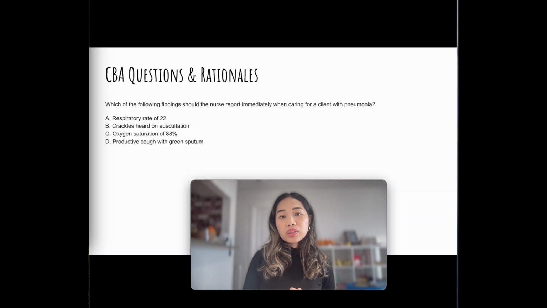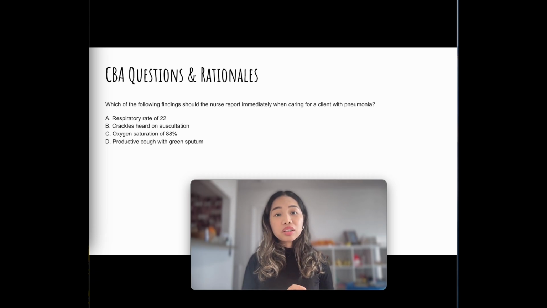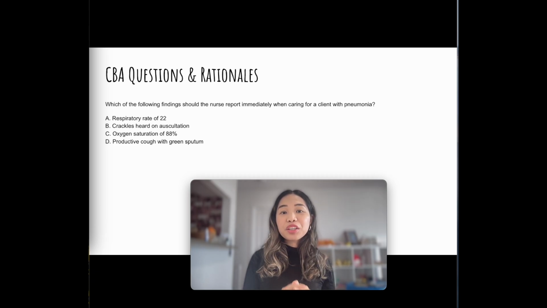As any O2 saturation below 90% indicates hypoxemia. And this is a critical finding for you, and this requires you to do something right away. So for this situation, this is when you can administer oxygen therapy.